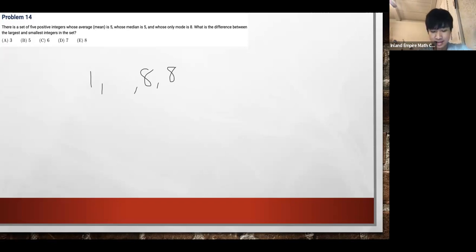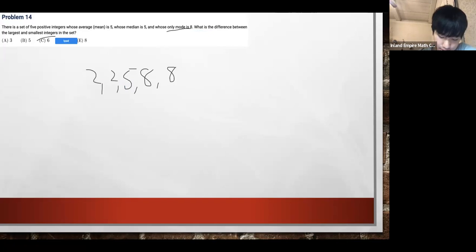And because the median has to be 5, the center number, the third number, has to be 5 as well. And in order for the mean to be 5, we need two numbers that balance out these 2 8s. The quickest way to think about this is to put 2 2s. However, this would destroy the only mode. So therefore, the difference is not actually 6.